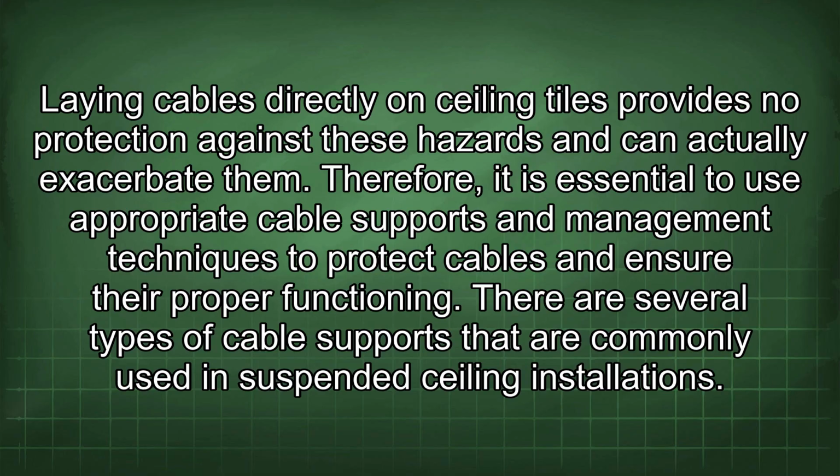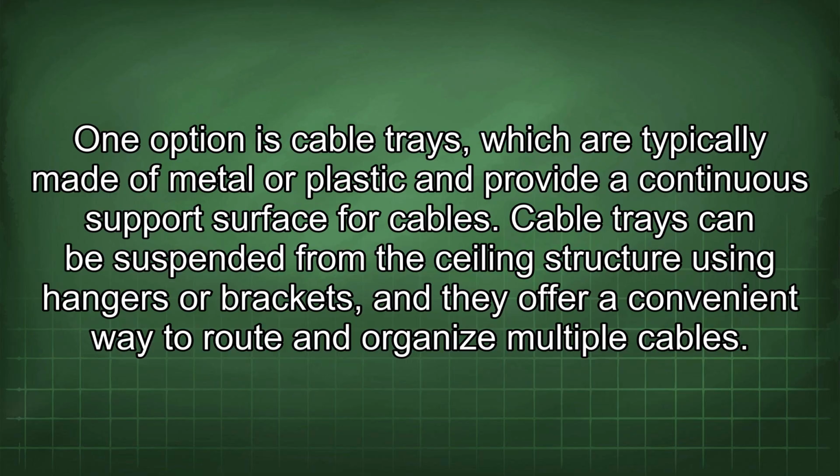There are several types of cable supports that are commonly used in suspended ceiling installations. One option is cable trays, which are typically made of metal or plastic and provide a continuous support surface for cables. Cable trays can be suspended from the ceiling structure using hangers or brackets, and they offer a convenient way to route and organize multiple cables.